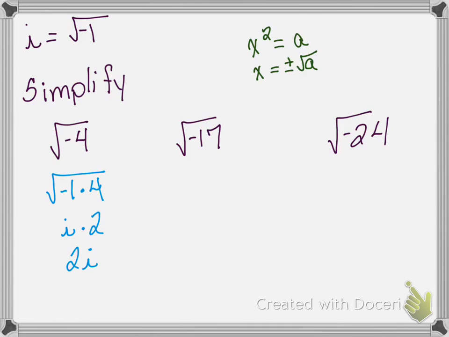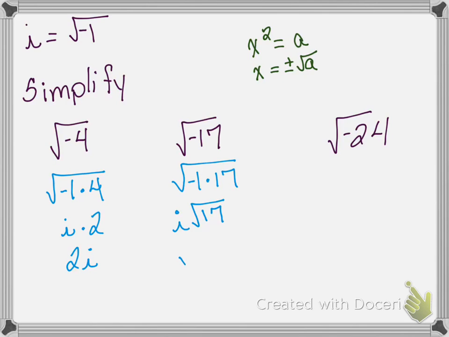Now, look at the next one, the square root of negative 17. I can break that up into negative 1 times 17. What's the square root of negative 1? i. Can I take the square root of 17? No. So this is read i on the square root of 17.